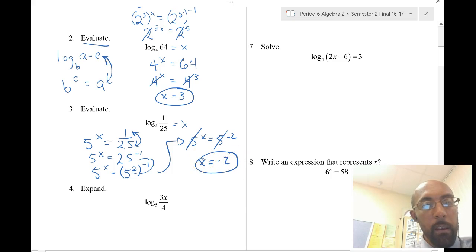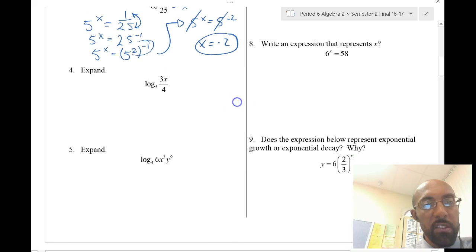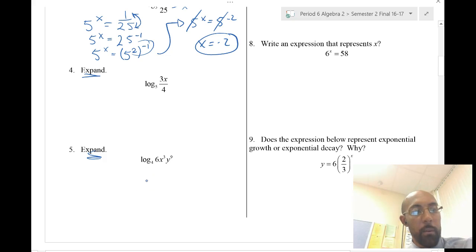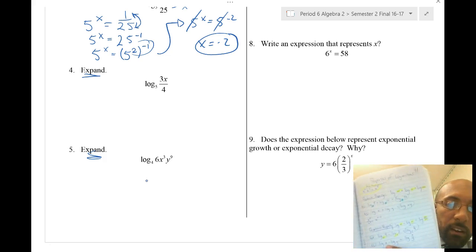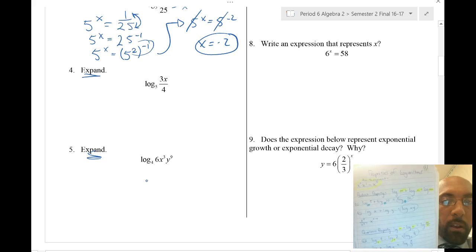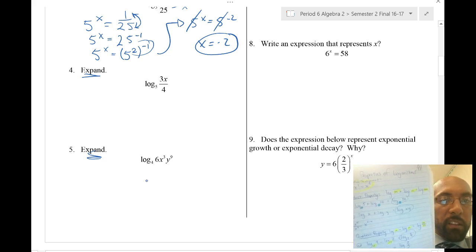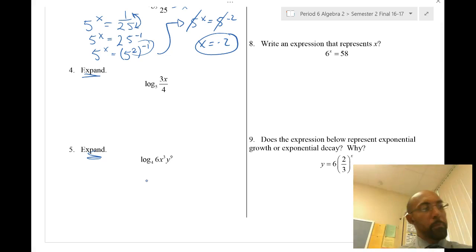Okay? Next one. Now these next two, it's asking to expand these logarithms. So we're going to use the properties of logs. Again, this is also in your notebook. I'm looking at my notebook right now, right here where it says properties of logs. This talks about different things we can do with logs and expanding them.